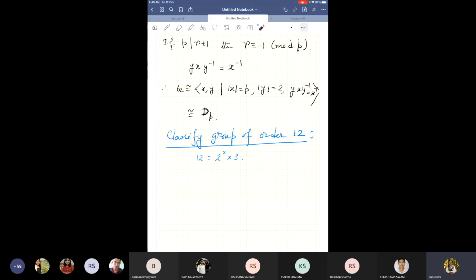Okay. So we will see now what the possibilities are. In fact, we will see that there are 5 different isomorphism classes.